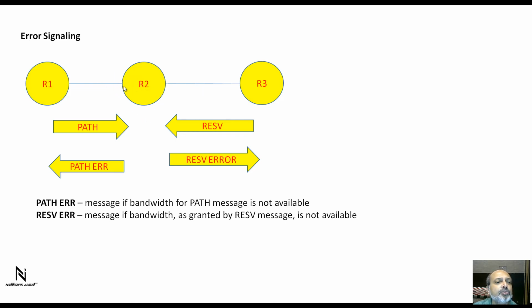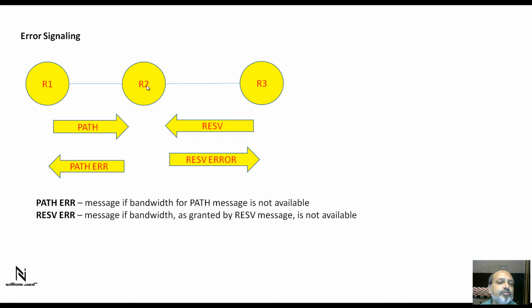And if R2 discovers, it can also be R4 on this side, but as I am not having the drawing on this side, it will be easier for you to understand if I consider it from the point of view of R2. Don't think that this RESV and RESV error message will not happen if something happens on this side. As I am not having anything on this side, I am concentrating on this side only.